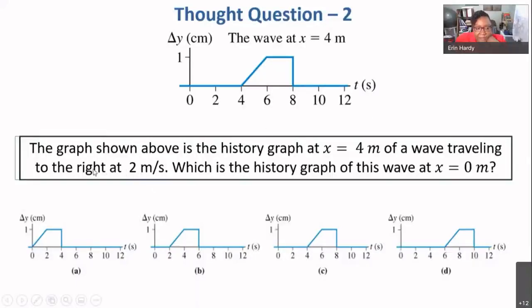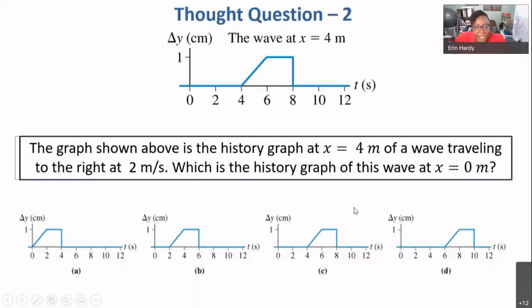Okay, this wave propagates to the right at 2 meters per second. So we're going to call that positive 2 meters per second. We are trying to use what we know about x is equal to positive 4 to make some judgments about x is equal to 0. So the delta x here is going to have a magnitude of 4. So 4 meters minus 0.